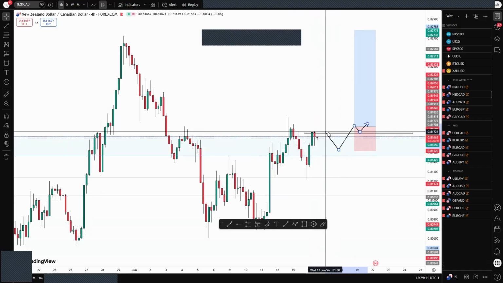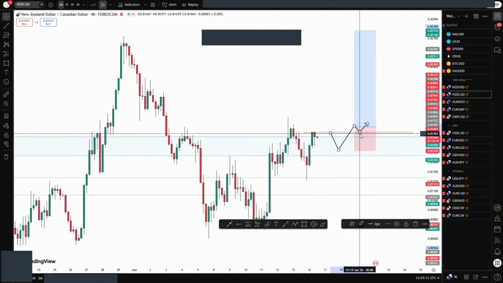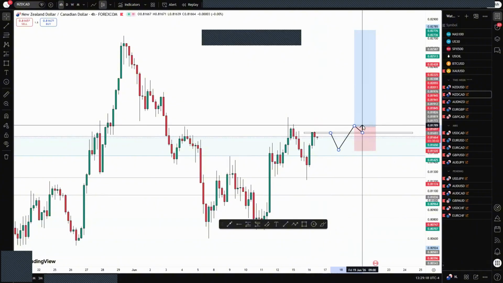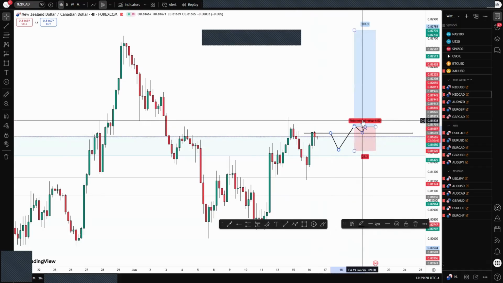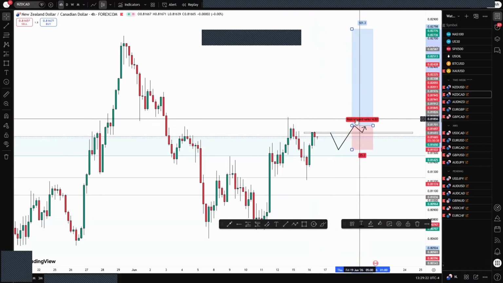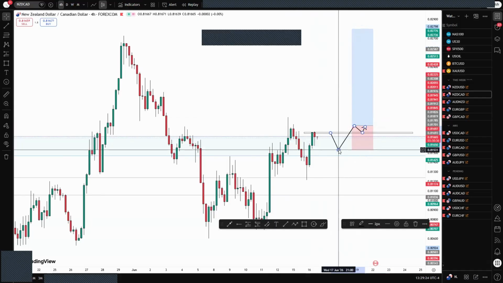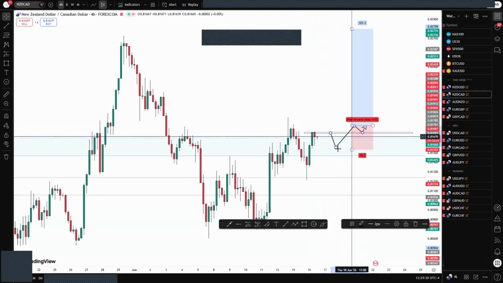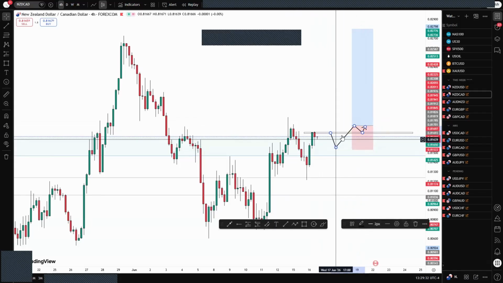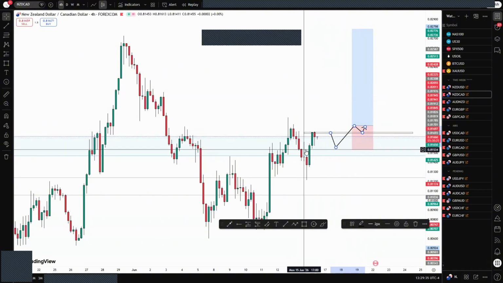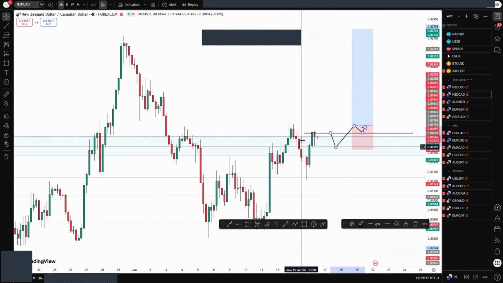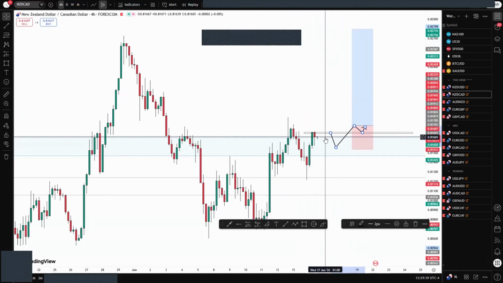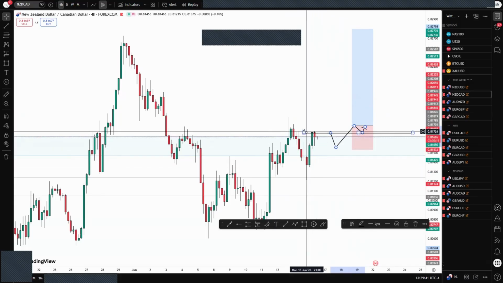So this is what we need. Next thing is price to test this level, and then I'll come back at this point. Yeah, we come back. See, if price just breaks above this zone, we might apply the same thing I'm applying in NZDUSD.